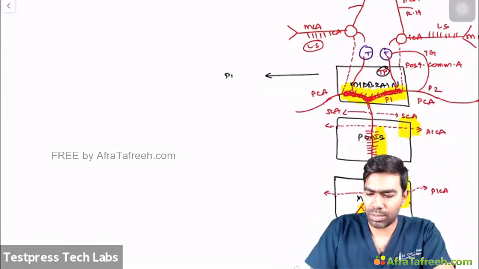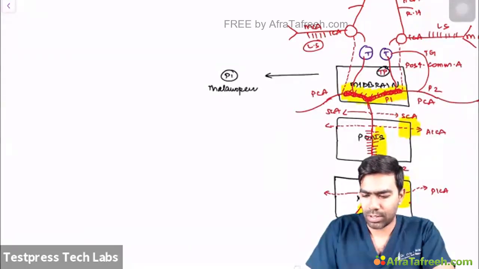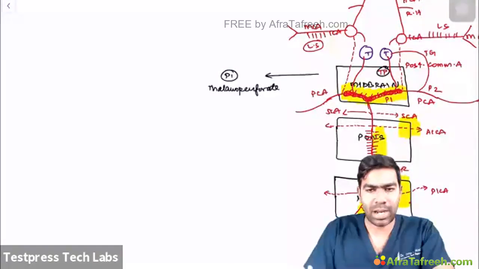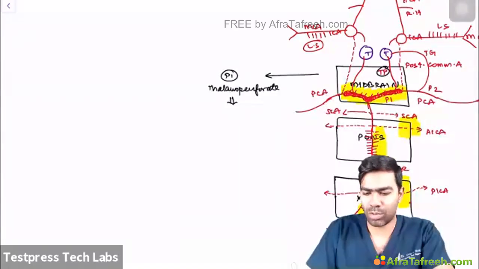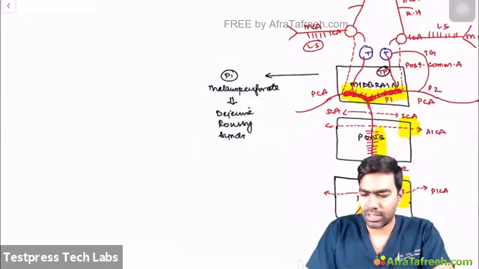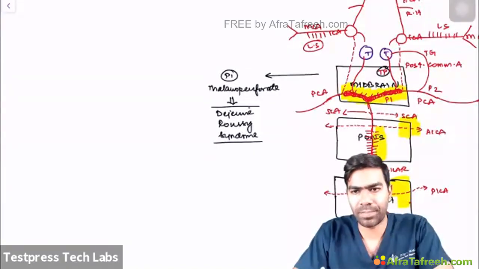So now I'm talking about the P1, thalamoperforate occlusion. Thalamoperforate occlusion will typically result in a syndrome called Dejerine-Roussy syndrome. That's a syndrome that you will get due to occlusion of the thalamoperforate branch, which basically supplies the thalamus.